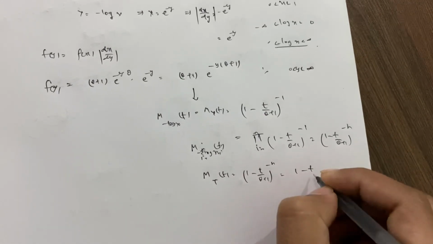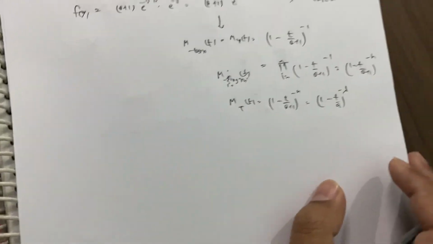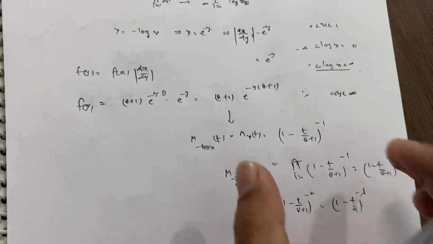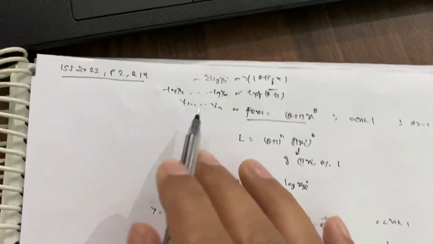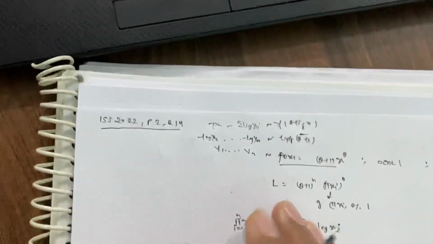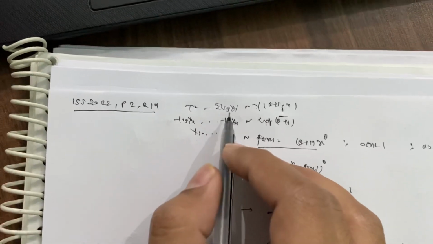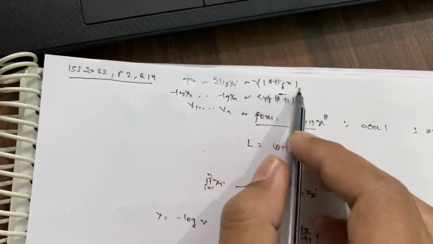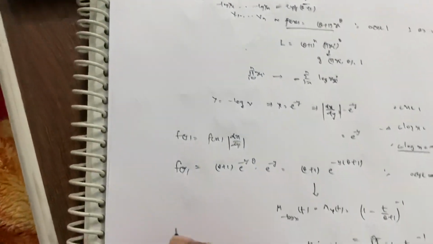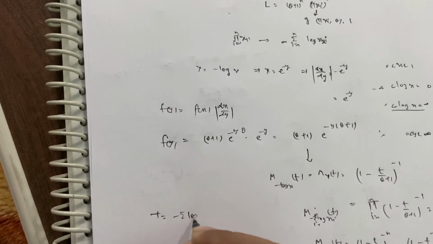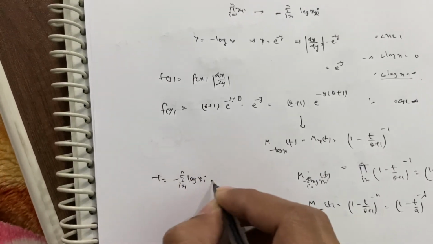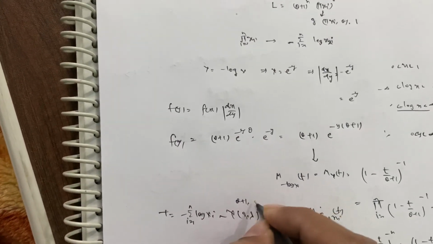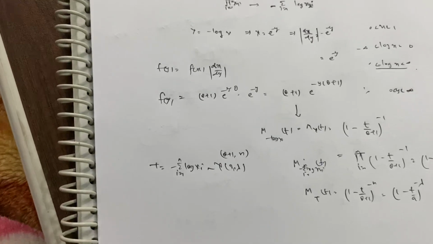So this is in terms of the moment generating function of the gamma distribution. That is what I'm saying here. Okay, so I just write it for better understanding. Now, T equal to minus summation of log Xi will follow a gamma distribution with parameters theta plus 1 and n. So T equal to minus summation of log Xi follows a gamma distribution with parameters a comma lambda, where a is theta plus 1 and lambda is n.